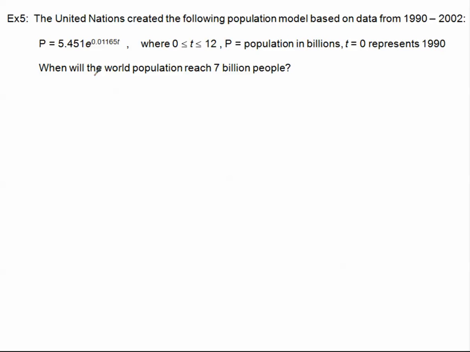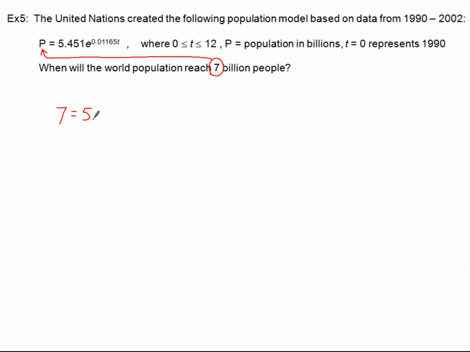So it says, when will the world population reach 7 billion people? Well, I believe we've already made it to 7 billion people. But let's see what happens. I'm going to take this 7 billion people and plug the 7 right in there. Now remember, P is measured in billions, so I don't need 7 billion to plug in there. I really just need the 7.